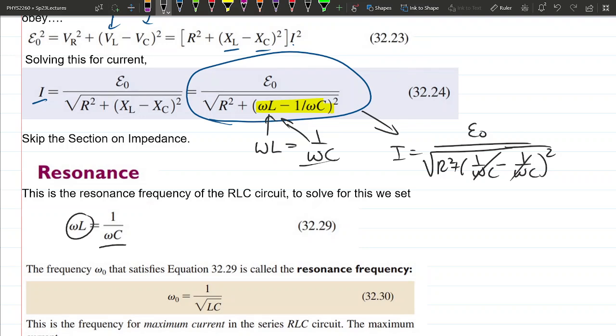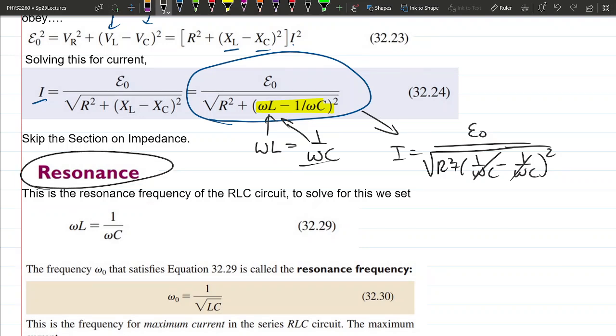So the idea of this is that if you make omega L the same thing as 1 over omega C, you basically make the denominator as small as possible, right? Because anything that's not 0 here is going to be squared, right? Even if it's -5, it's going to get squared and it becomes a positive, right? It'll make the denominator bigger, right? To make the current as big as possible, you want omega L to be the same thing as 1 over omega C, okay? And this condition is known as resonance, okay?